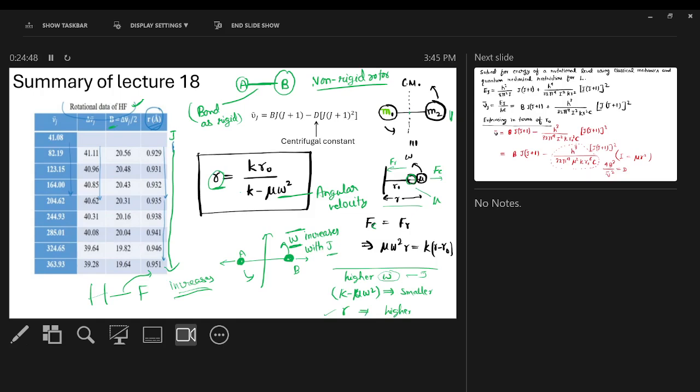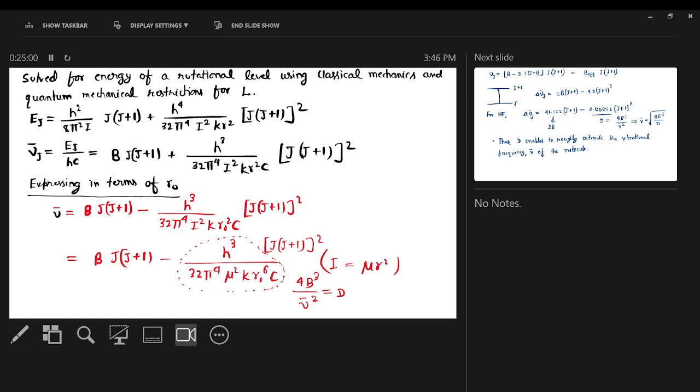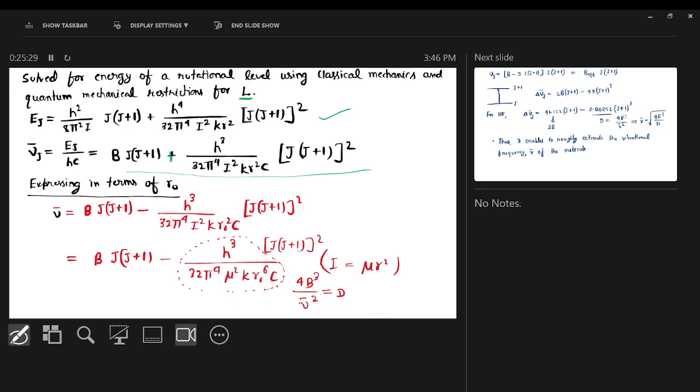And this one also we'll solve in the incoming slides, this frequency of any rotational level after centrifugal distortion. If you see in the next slide, we solve for rotational energy for any rotational level using classical mechanics and quantum mechanical restrictions for this angular momentum, and we found that this Ej is given by this equation, and we can convert this Ej into the wave number. We will get something like this. But we saw in the previous slide, here we have minus sign, but after derivation we got plus sign.